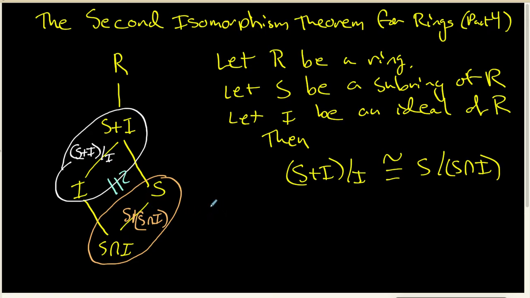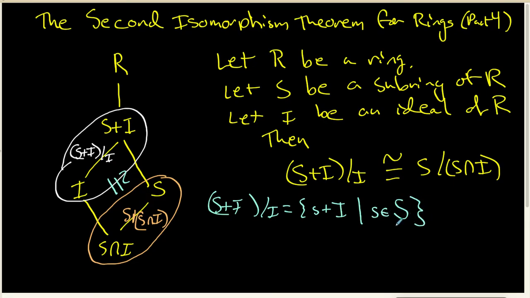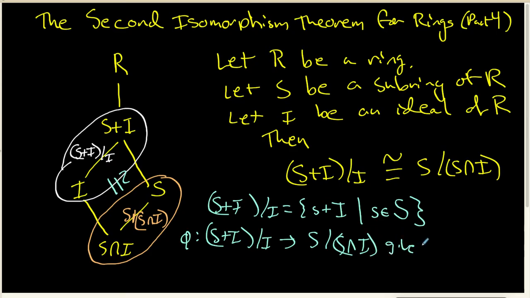Now, in the previous videos, we have found the following facts. We have found out that S plus I mod I is nothing more than the left cosets s plus I, where the representative is pulled from the subring S. And we have also defined a map phi going from S plus I mod I to S mod S intersect I, given by the formula phi of s plus I is just going to be s plus S intersect I.